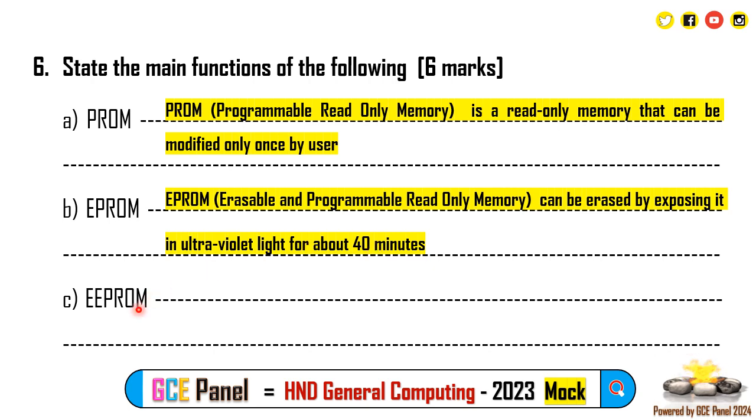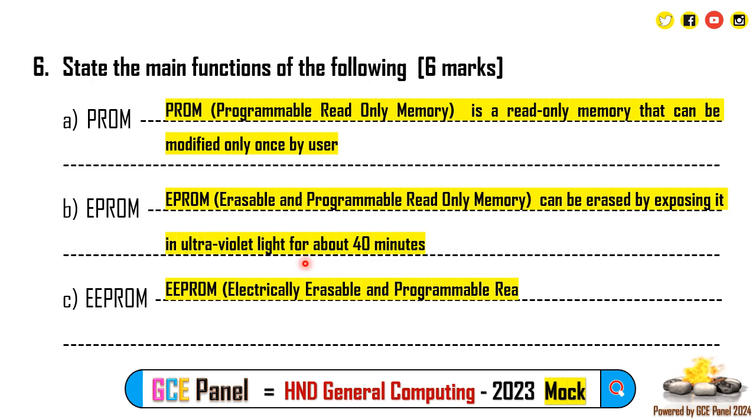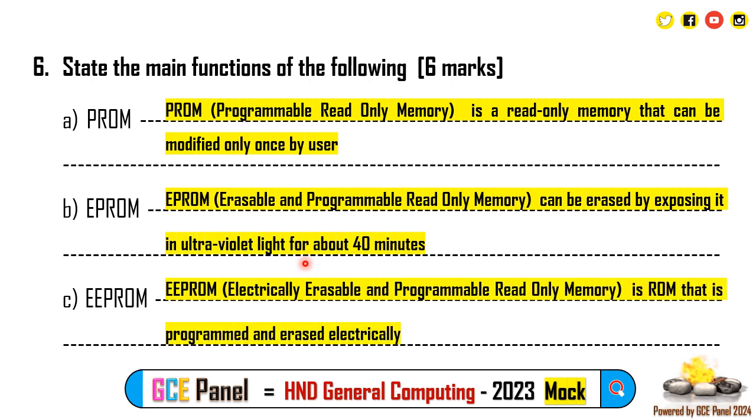The last one now with the double E is electrically erasable and programmable read-only memory. Okay? So the electrically erasable and programmable ROM is a ROM that is programmed and erased electrically. So this one can only be programmed and erased electrically.